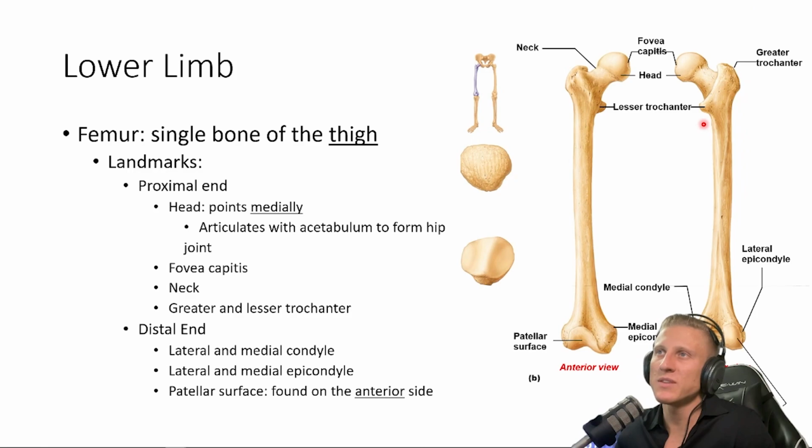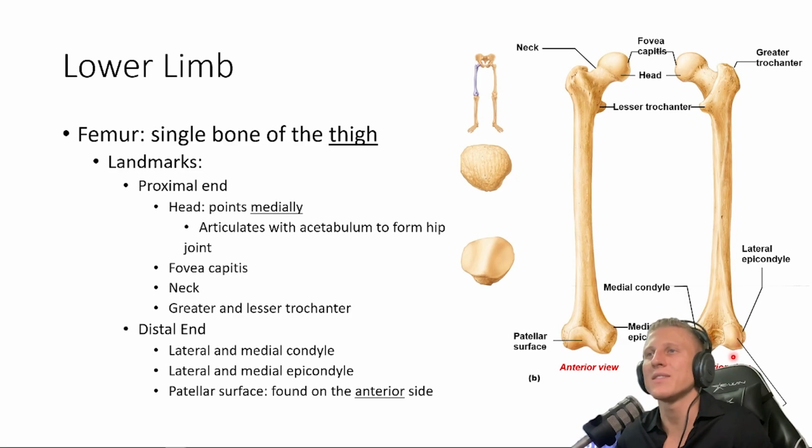In terms of keeping these straight, well, the larger one and the one that is higher up is going to be the greater trochanter, and the one that is lower and smaller is going to be the lesser trochanter. Keep it as simple as that. Moving down to the inferior end of the bone, we have medial and lateral epicondyles, just like we saw previously.